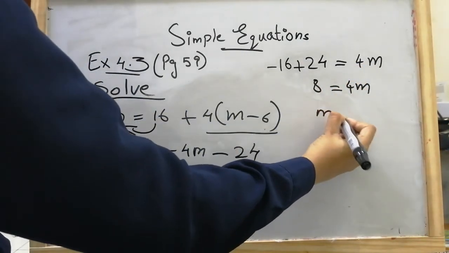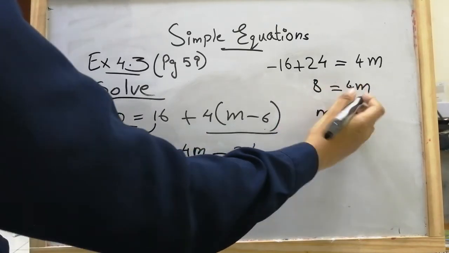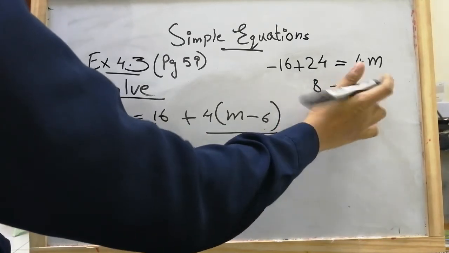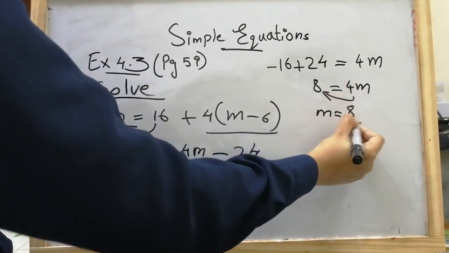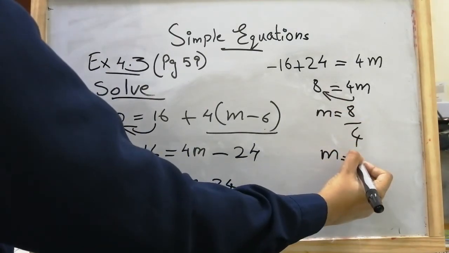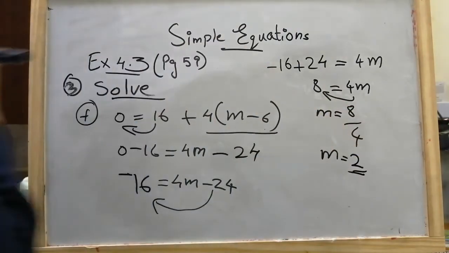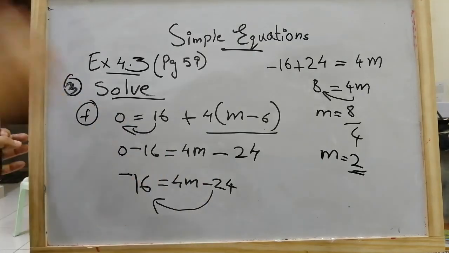Now m is equal to what? Before the equal to, that will be written as it is, and this will be taken to this side. Since it is multiplication here, it becomes division. So m is equal to 8 divided by 4, that is 2. That's all. This is how we solve the question. Okay, that's all with the question number 3. Now let's move on to the question number 4. Question number 4 is a very simple one.